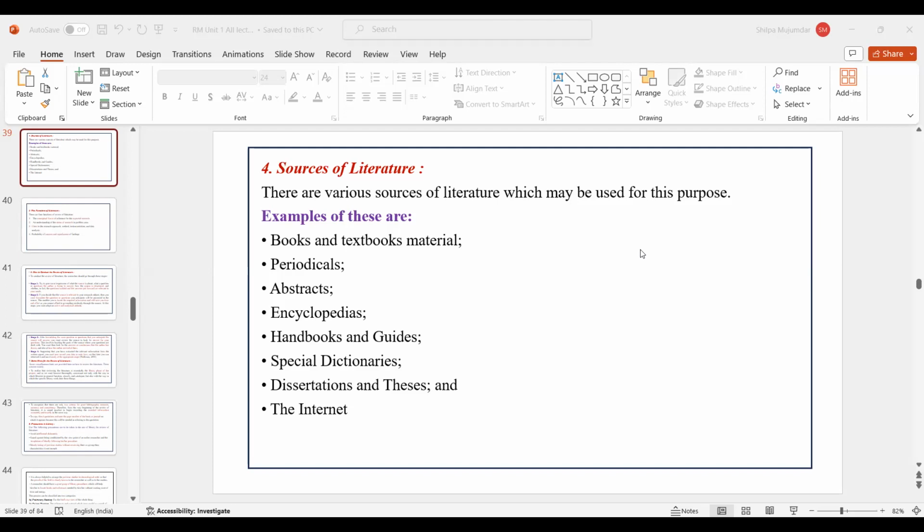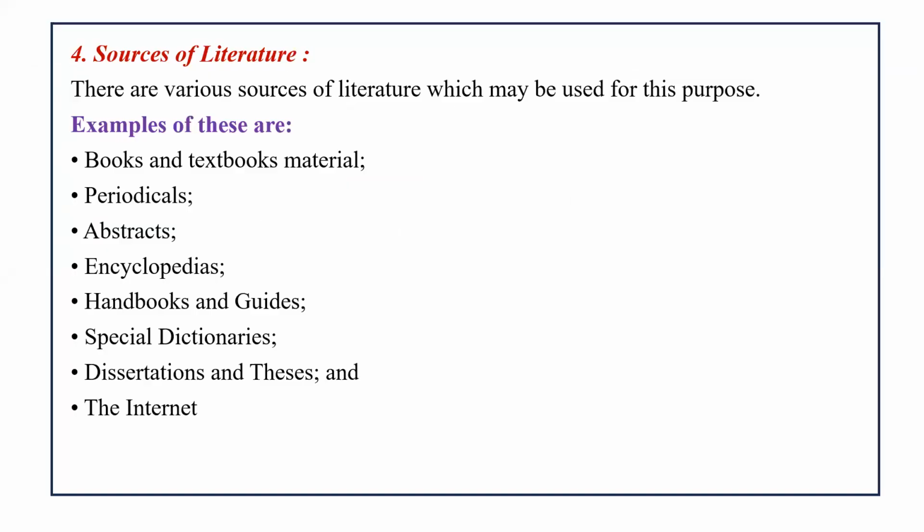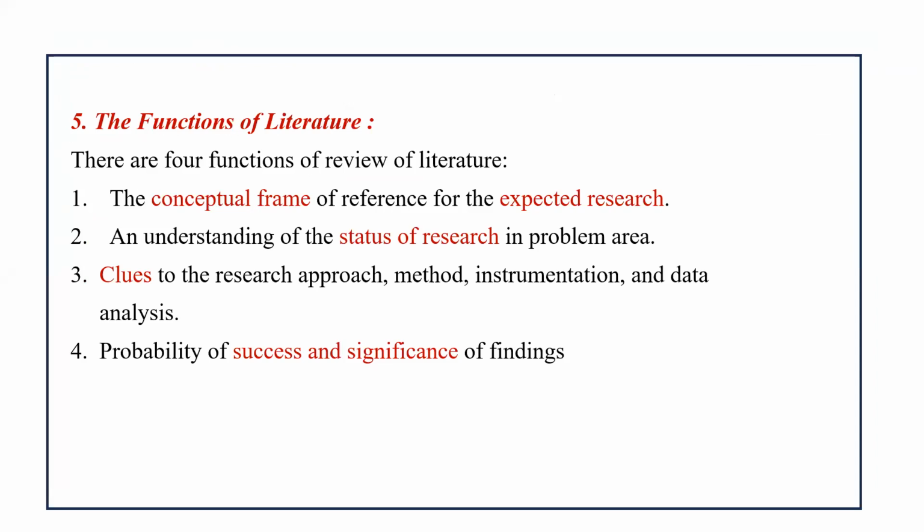In the last lecture, we were at this point: the sources of literature, and we have seen these are all the sources of literature. We have also discussed that from the internet, you should use an authentic source. The next point is the functions of literature.